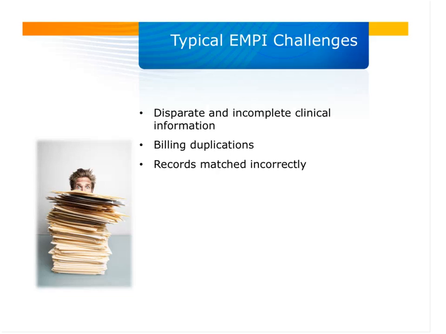Typical EMPI challenges: disparate and incomplete clinical information on patients across an enterprise. If a patient's under care from multiple providers, they may come into one provider and forget to tell them about specific meds or allergies. If you have identified that patient across your enterprise, that information flows freely between those providers.